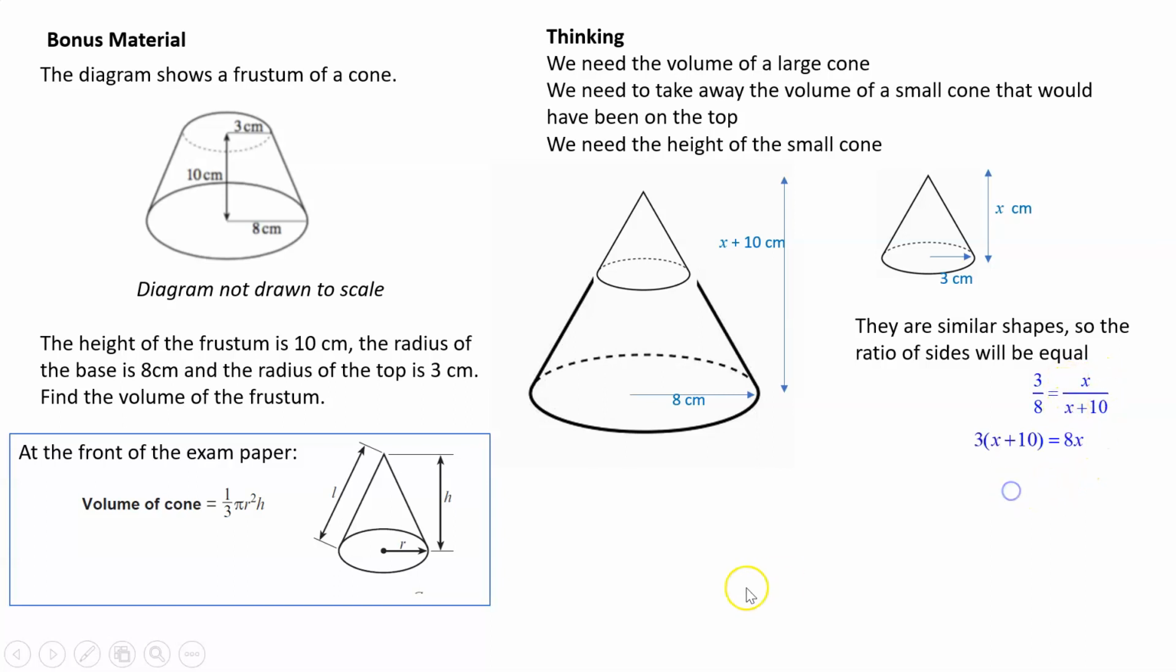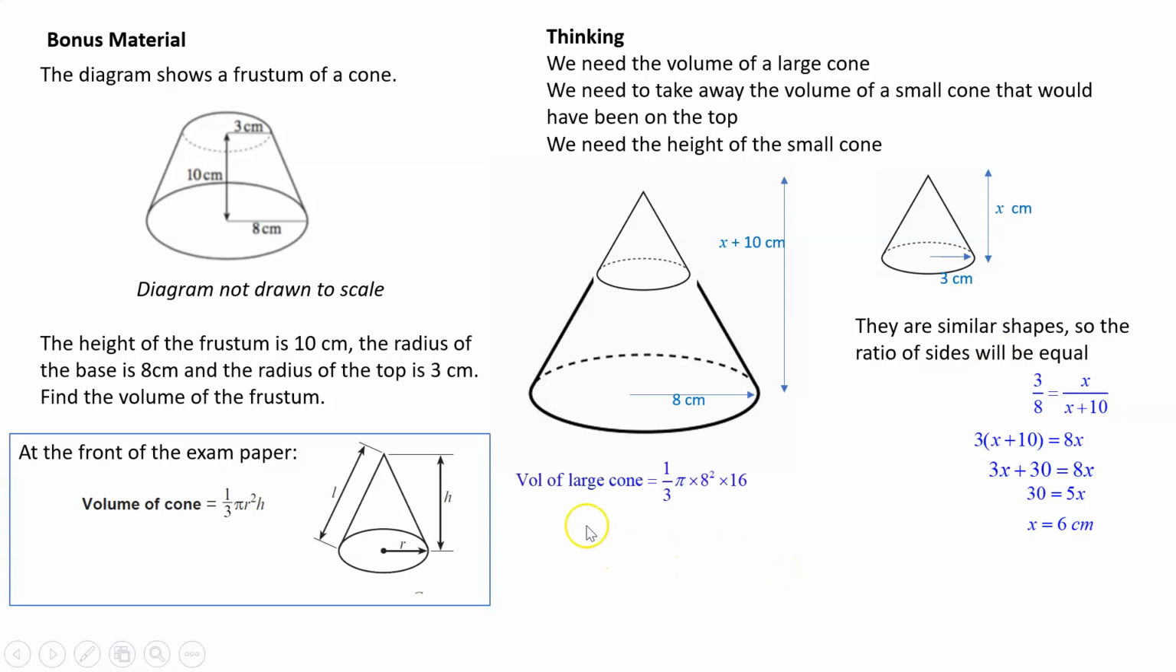If I multiply both sides now by the x plus 10 and by the 8, I will get 3 times x plus 10 is equal to 8x. Multiply out, I get 3x plus 30 is equal to 8x. So 5x is equal to 30, x is equal to 6. So the height of the big cone is 16. The height of the small cone is 6.